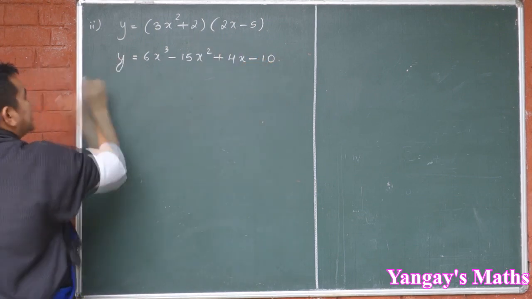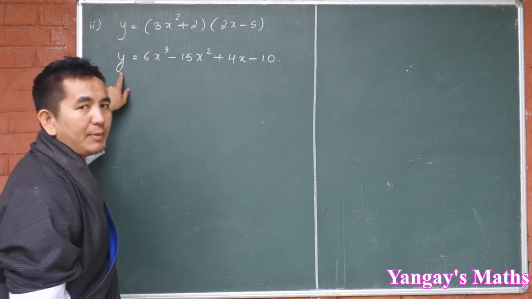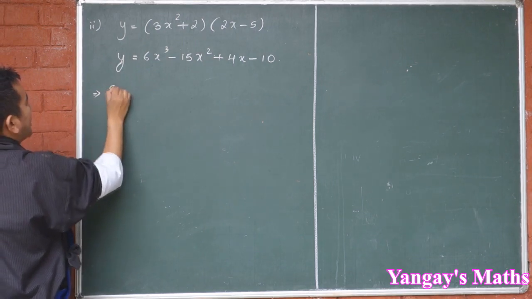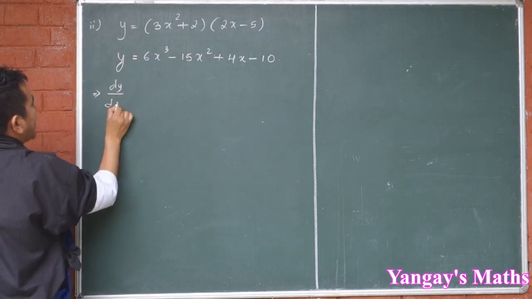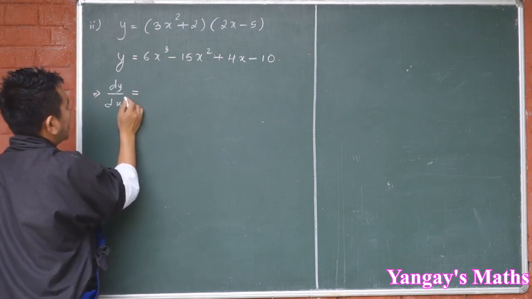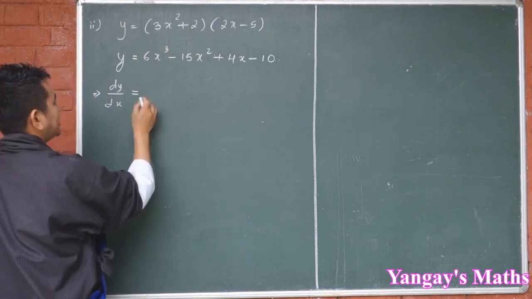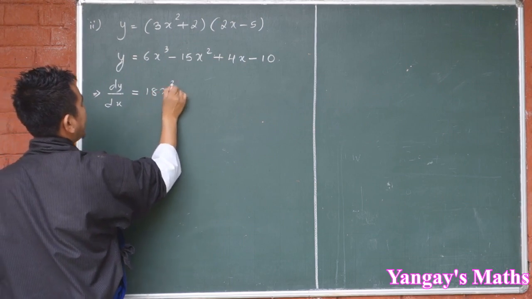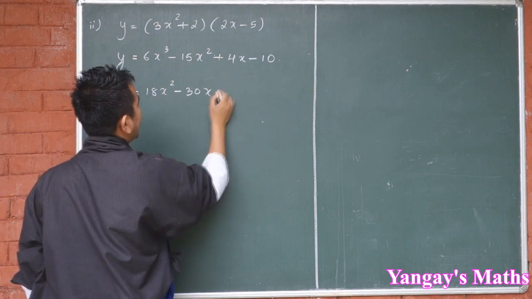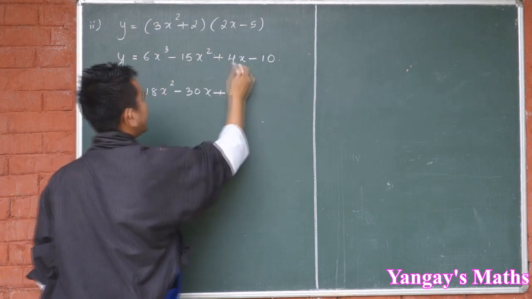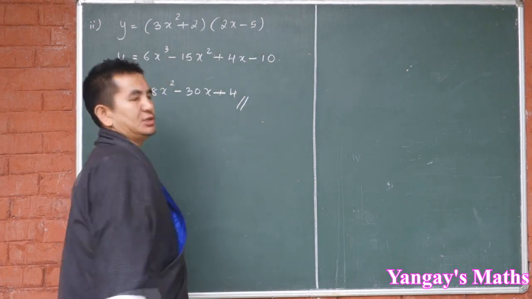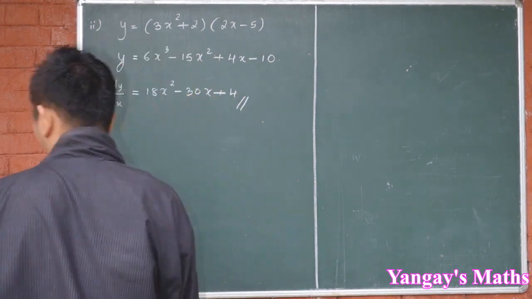This is nothing but y. Please do not write dy by dx. This is y. Now we can differentiate. That implies dy by dx. Make sure implies and divider is straight, as well as the equal to also should be straight. Differentiate this one. Definitely this becomes 18x square minus 2 times 15, which is 30x. Then plus 4, because differentiation of x is 1, minus 10 is a constant, which is equivalent to 0. So this is the answer for Roman number 2.